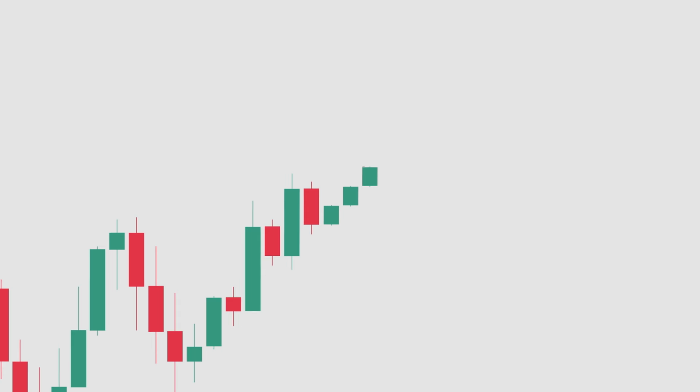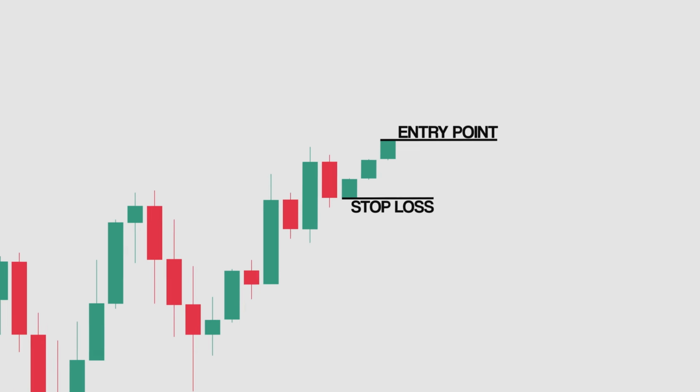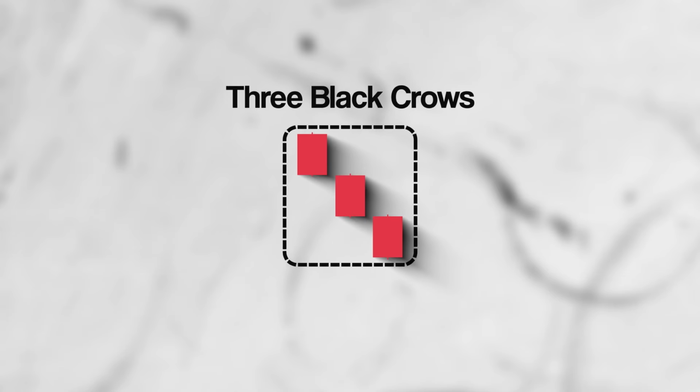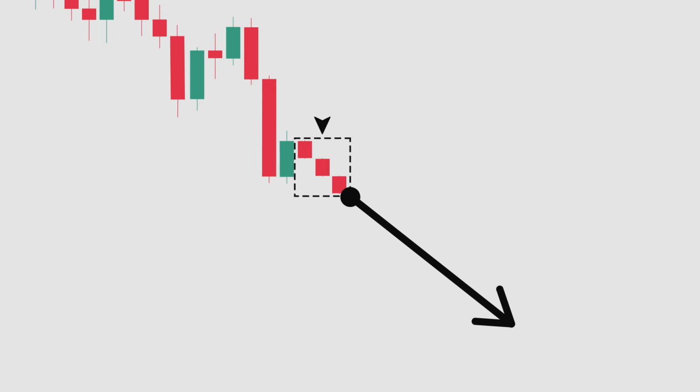The entry point is the close of the third candle. The stop loss is placed below the low of the first candle. The mirror version of this pattern is the 3 black crows pattern. On the chart, in a downtrend, we can see 3 consecutive bearish candles with small wicks. This structure signals the continuation of the downtrend.